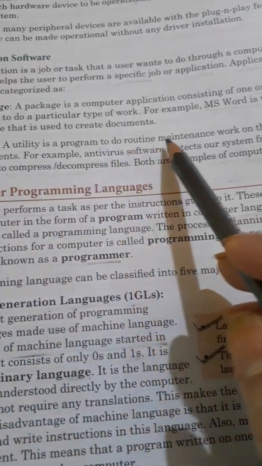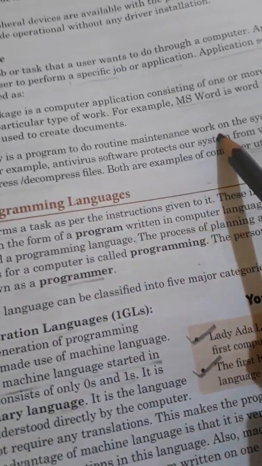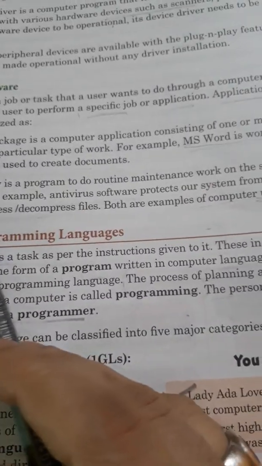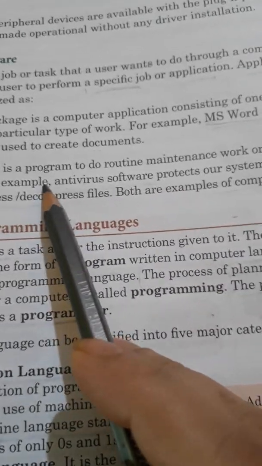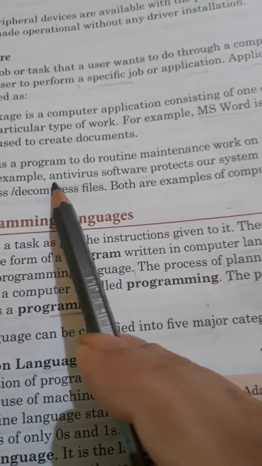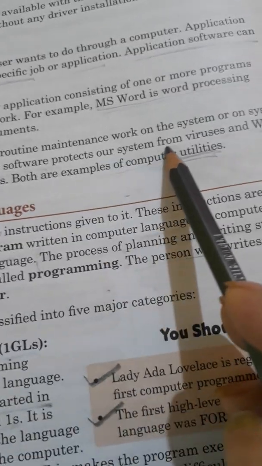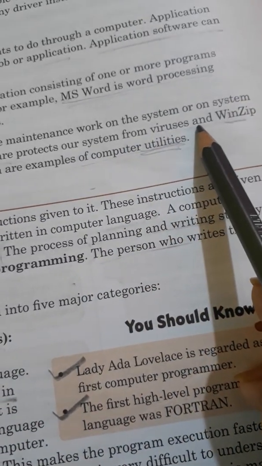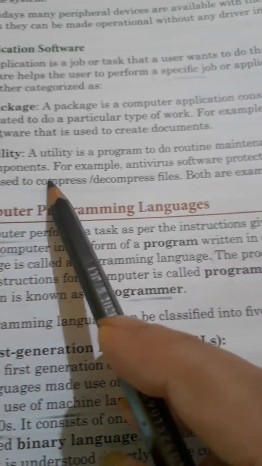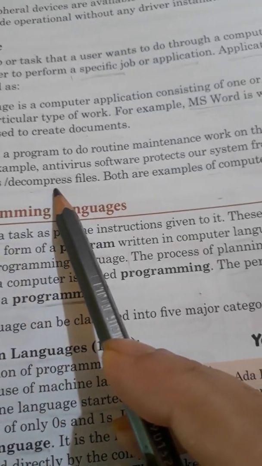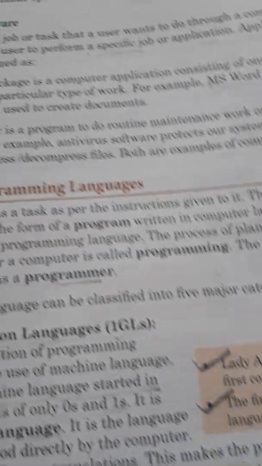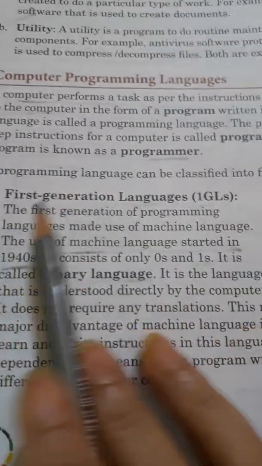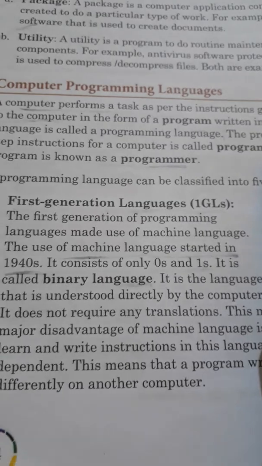Now come to the utility. A utility is a program to do routine maintenance work on the system or on system components. For example, antivirus software is very important. Antivirus software protects our system from viruses, and WinZip is used to compress or decompress files. Both are examples of computer utilities. Clear?